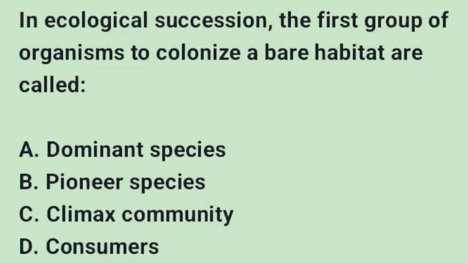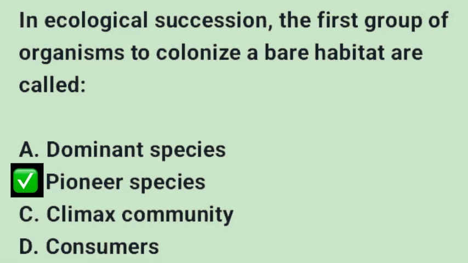Consumers. The correct option is option B, pioneer species. Ecological succession is a gradual process by which ecosystems change and develop over time. The very first organisms to colonize bare land, that is bare rock or sands, are called the pioneer species. Examples include lichens and mosses, which can survive harsh conditions and slowly create soil.